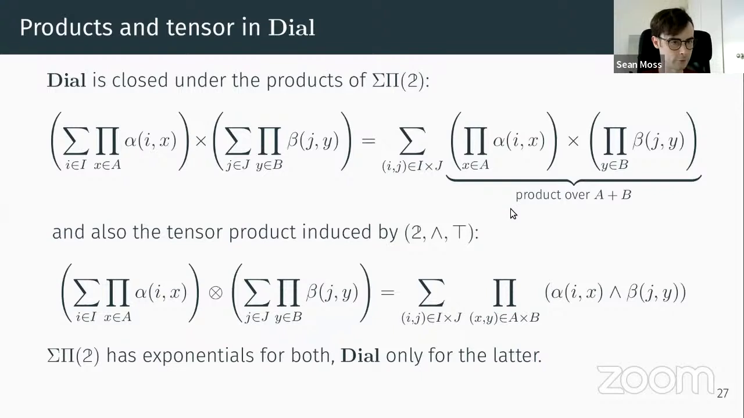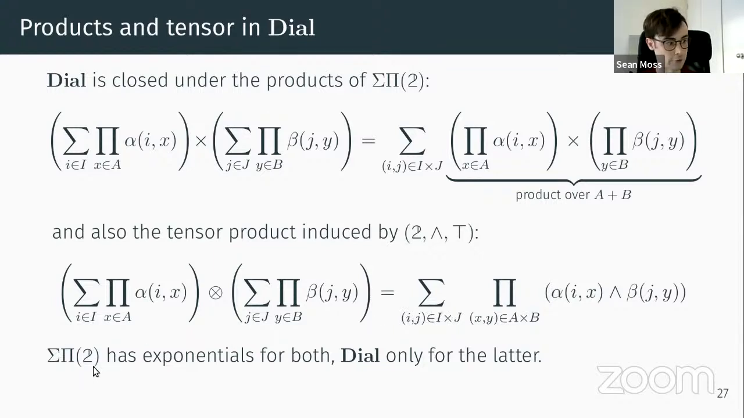Just a little bit of background on the structure that dial has. So sigma pi 2 has products being sigma of a thing with products, and the category dial is closed under them because you can rewrite this formula here as a sum of the things that are homogeneous in the producting arity. And there's a tensor product on the category 2 given by binary meets and the top element, which by Day convolution twice gives you a tensor on sigma pi 2, and it turns out dial is also closed under that, right? And that's the tensor product that is usually associated with the dialectica category.